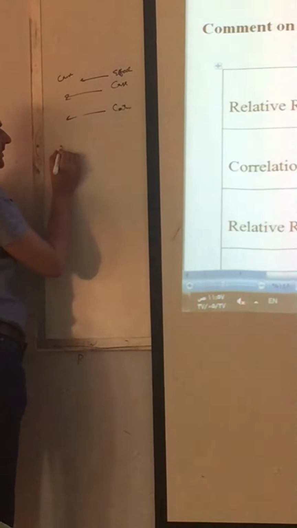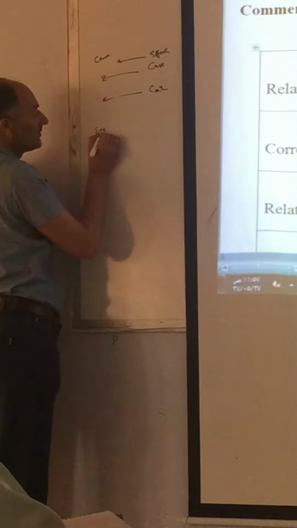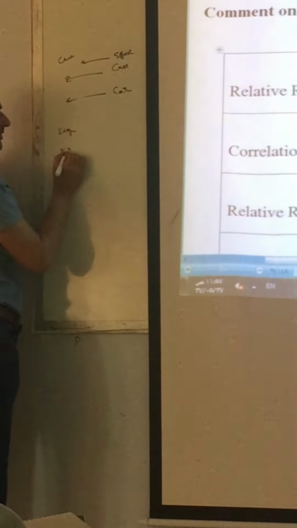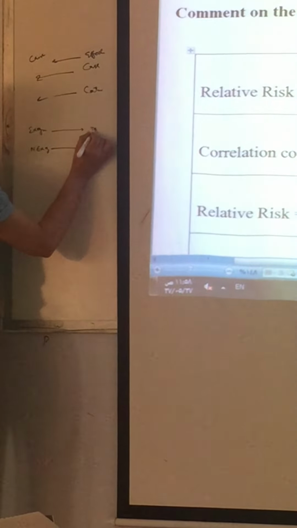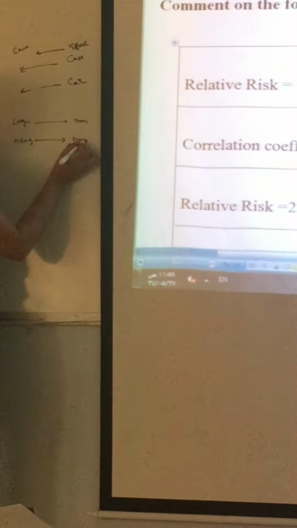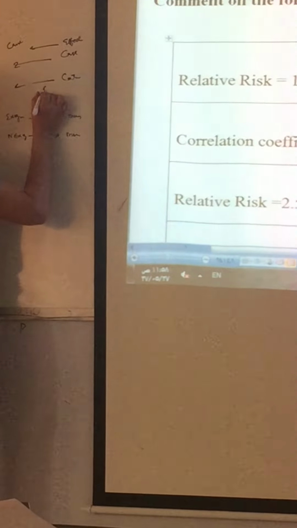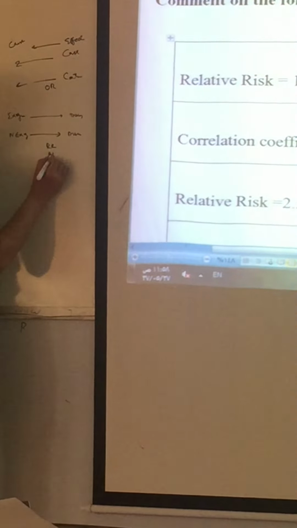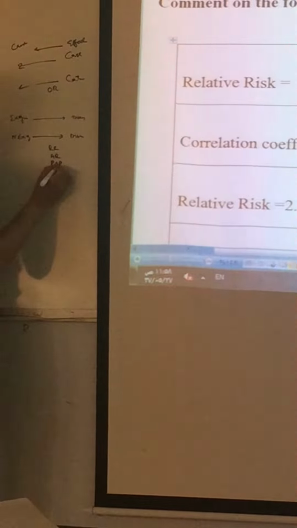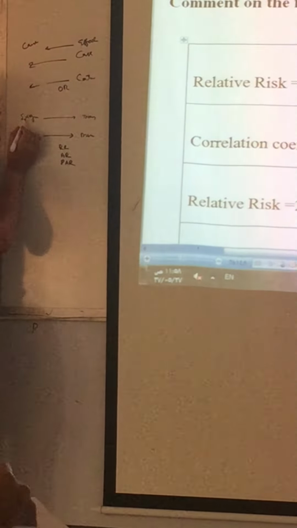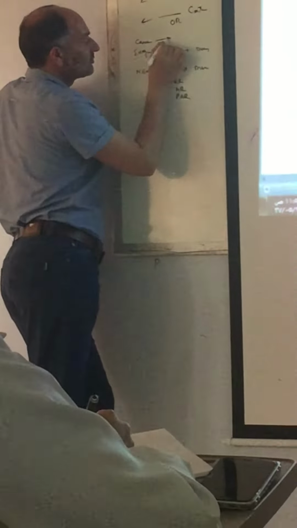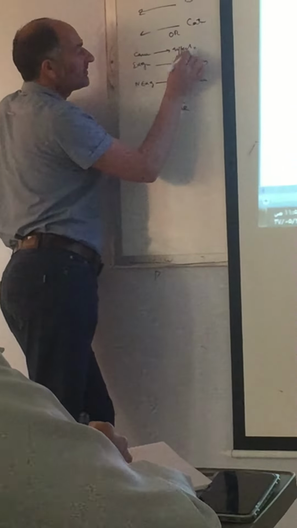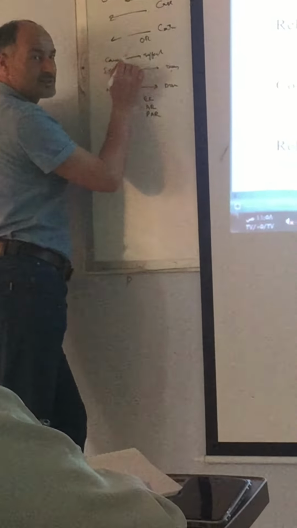Now cohort we do here. Exposed group, non-exposed group, disease, non-disease. You see the development of disease. Here you calculate relative risk, here you calculate odds ratio, here you calculate attributable risk, here you calculate population attributable risk. When you go forward, this is called cause to effect, because effect is the disease.